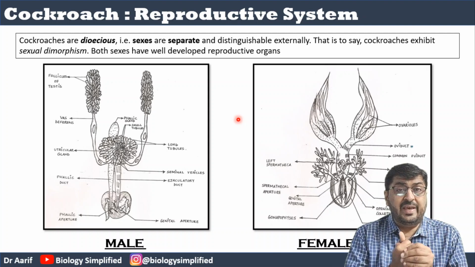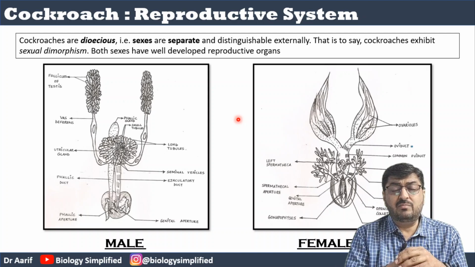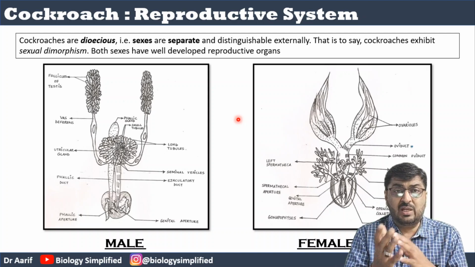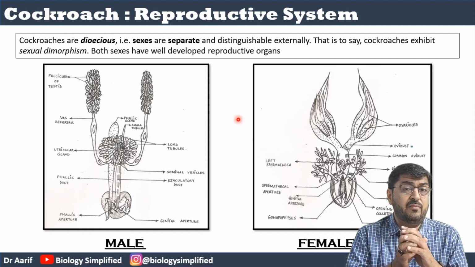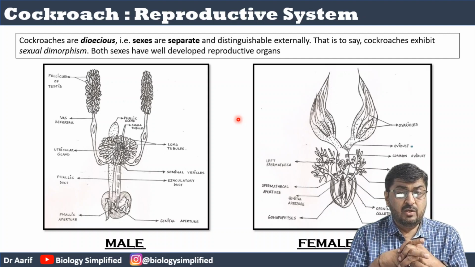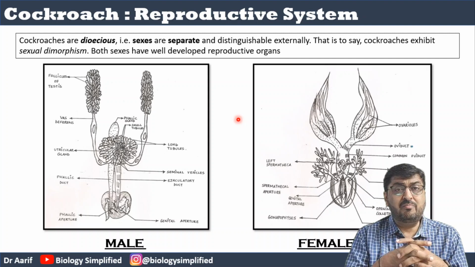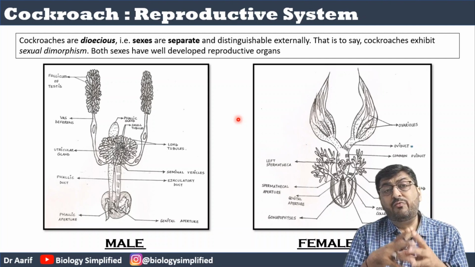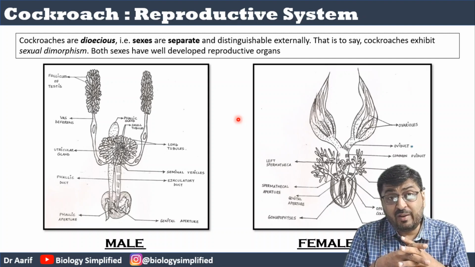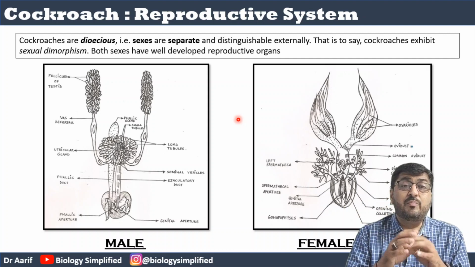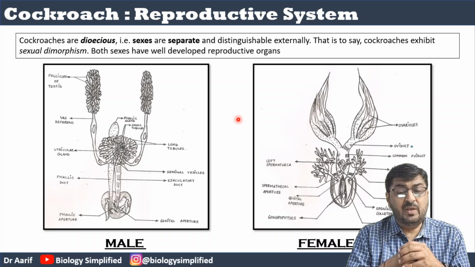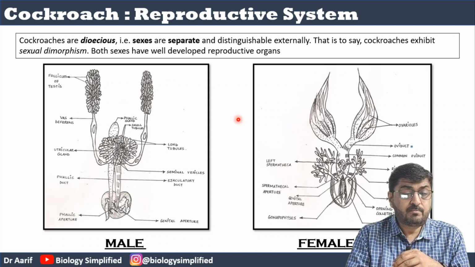The cockroaches exhibit sexual dimorphism, right? So the male and female structure is different and it has well developed reproductive organs, okay. So first we will take up the male reproductive system, followed by the female reproductive system, and then finally we go to the process of reproduction, okay.